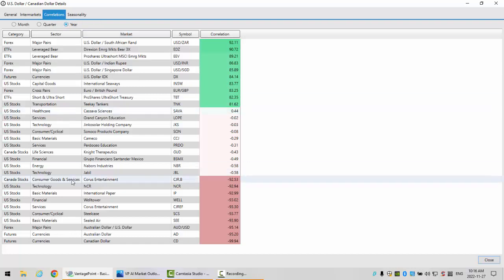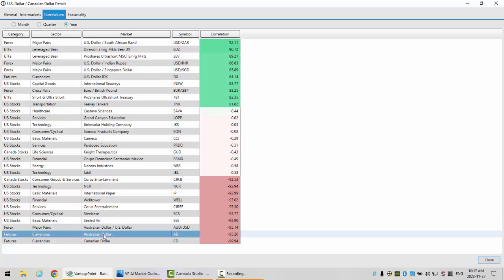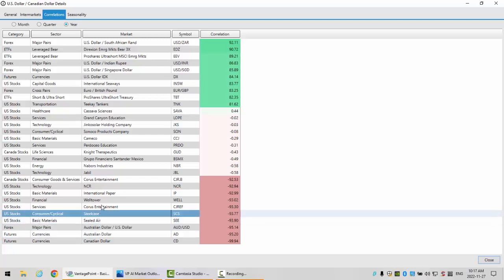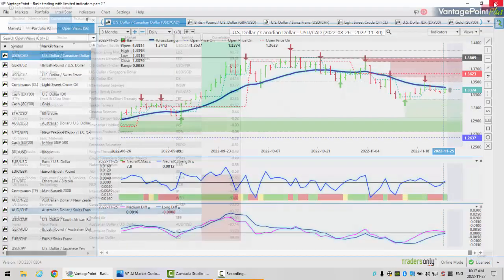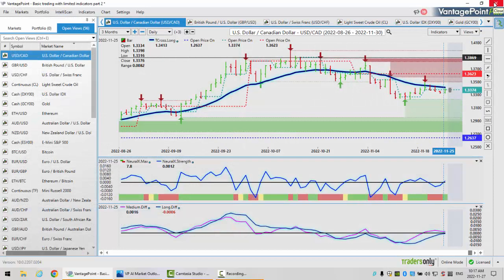So if I come out to the yearly, the inverse correlation, meaning that if US Canada goes down, there's a 95% chance here that the Aussie US is going to go higher. The Aussie dollar futures will go higher. Steel case, these stocks here will all go higher if US Canada moves lower. This is the primary basis of what intermarket analysis is. Vantage Point uses the neural networks to find these intermarket correlations and then forecast the markets based on that.